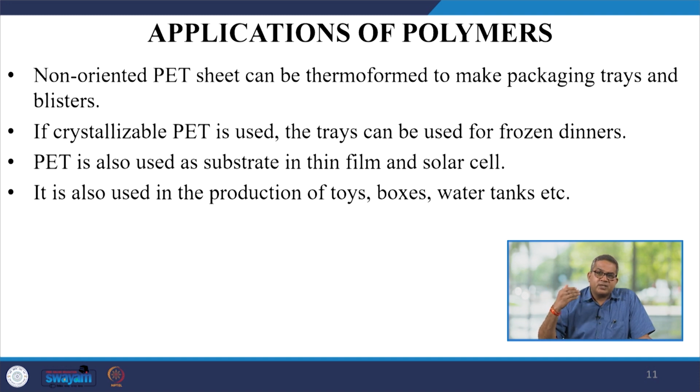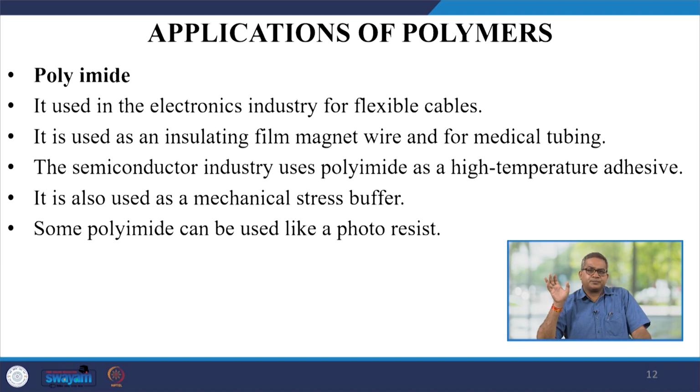This is also used as a substrate in thin film or solar cells, and also used in the production of toys, boxes, water tanks, etc. Polyamide is used in the electronics industry for flexible cables, as an insulating film, magnet wires, and for medical tubing. The semiconductor industry uses polyamide as a high temperature adhesive. It is also used as a mechanical stress buffer, and some polyamide can be used like a photoresist.